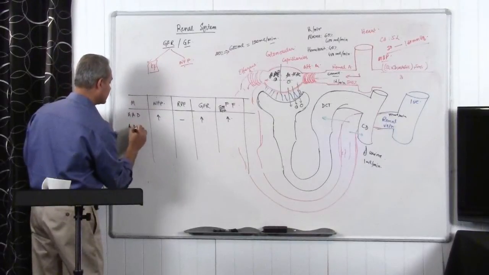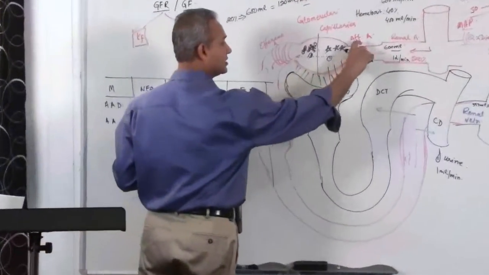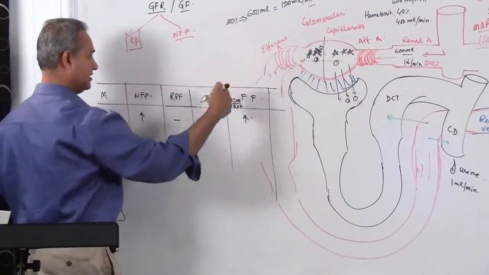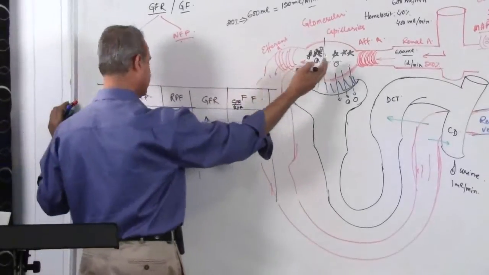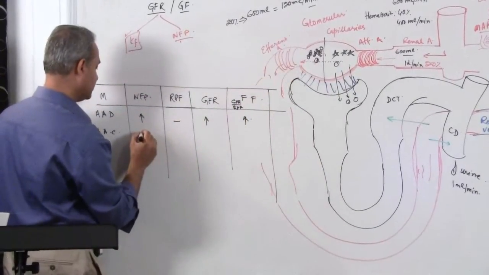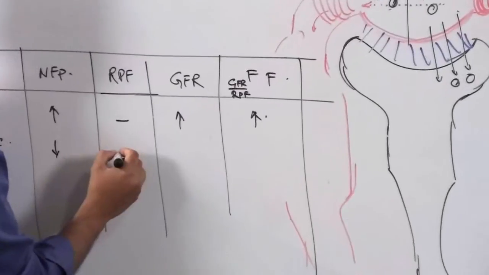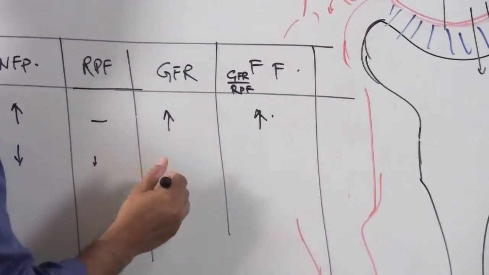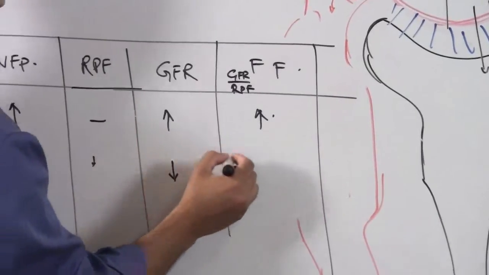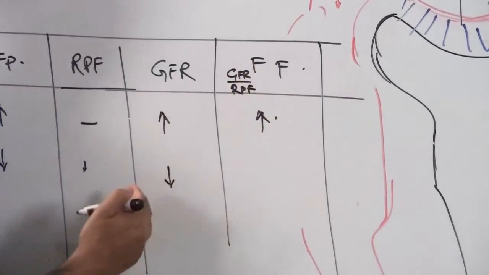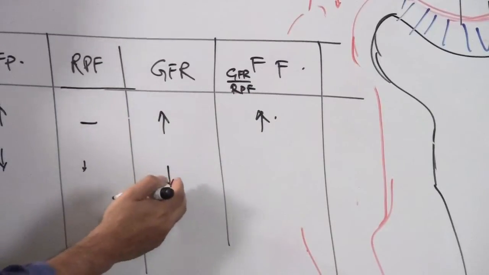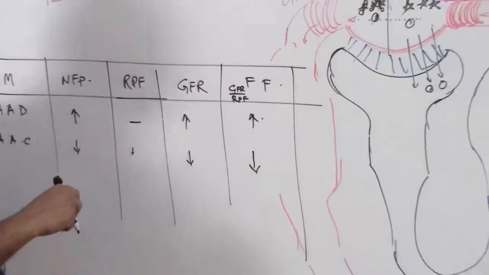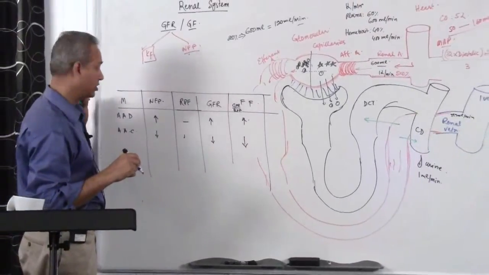Afferent arteriolar constriction. Constriction would reduce the flow plus reduce the net pressure. So net filtration pressure is reduced. Renal plasma flow is reduced, but really slightly. Because the pressure has reduced, GFR will be reduced. So filtration fraction, GFR divided by renal plasma flow. What is reduced more? The GFR, renal plasma flow is the same, so filtration fraction reduces. Cool.